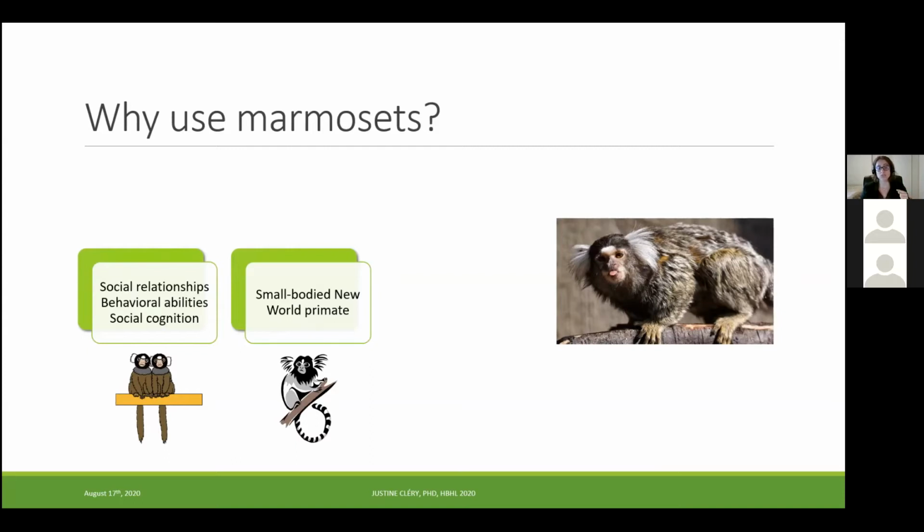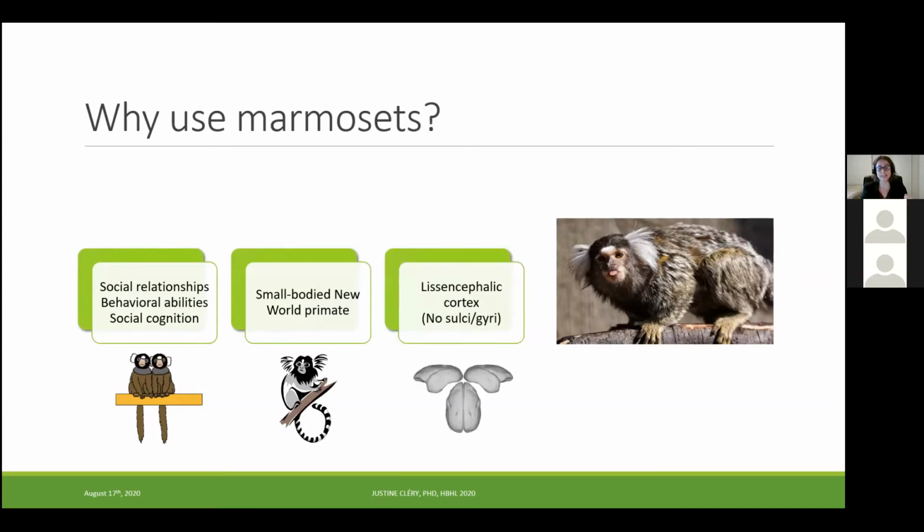Thanks to this high resolution, we're able to see subcortical activation, which is difficult to obtain with macaque brain. Lastly, its smooth cortex, so it means no gyri or sulci, allows for laminar electrophysiological recording.